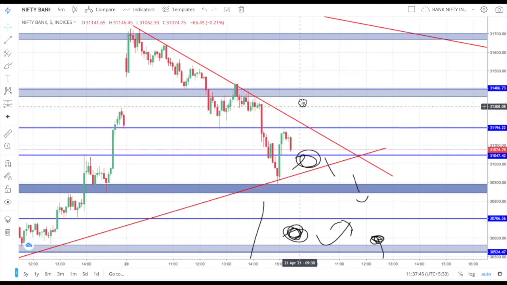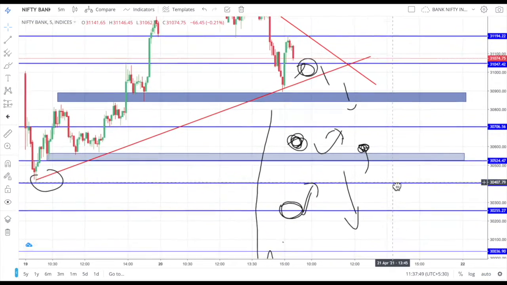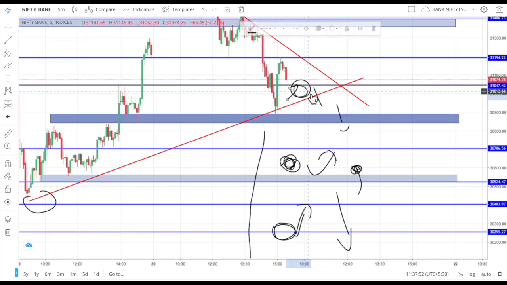Similarly, these trend lines and support and resistance work. So let's wait and see what happens tomorrow, how we gap up or gap down, and then take a trade. I'll be sharing the trade that I take on Thursday as well.